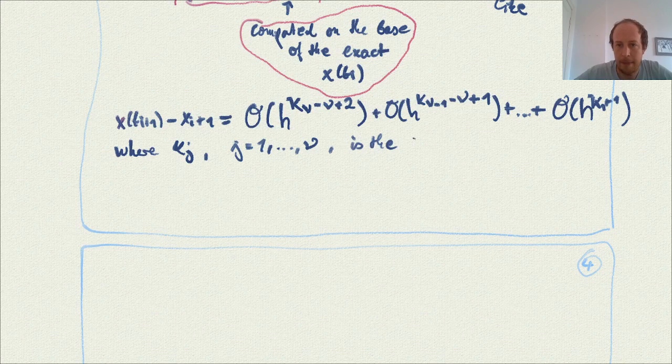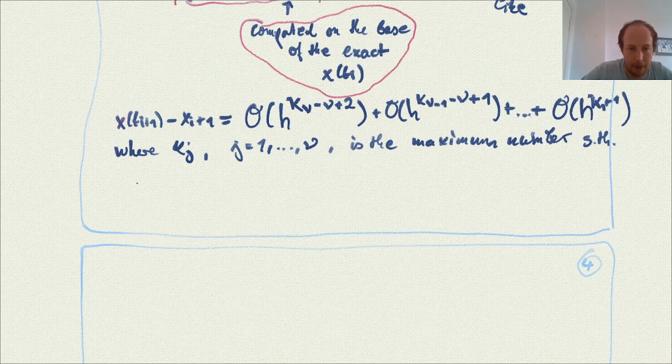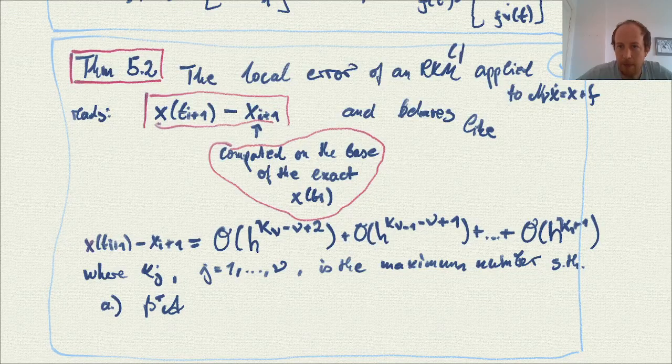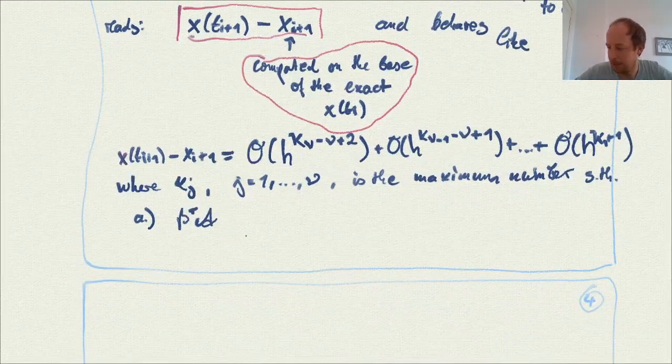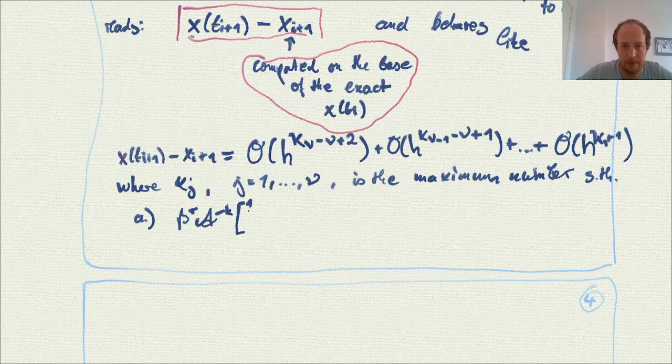Is the maximum number such that we have two conditions. This A condition was beta transpose, this A matrix. So this RKM was beta transpose and this RKM is A beta gamma. And here you see the coefficients again, a to the minus k times a vector of only ones. That's the one vector.